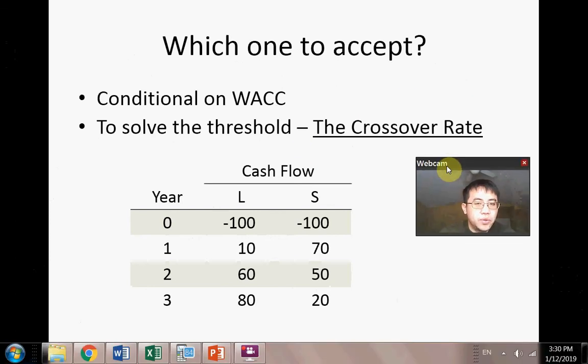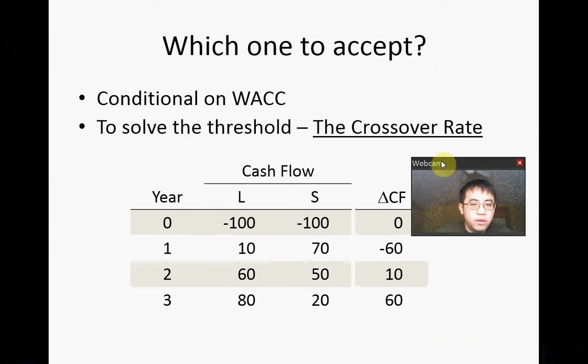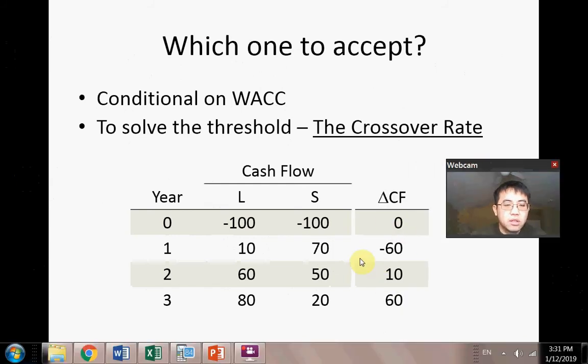So how do you solve for this crossover rate? These are the cash flows for the two projects. The crossover rate is very easy to get. You just find the difference of the two cash flows. You will get incremental cash flows from L to S. It does not matter if you use L minus S or S minus L, as long as you get the difference, that's good. So this is the difference. Then you will solve the IRR based on the cash flow difference.